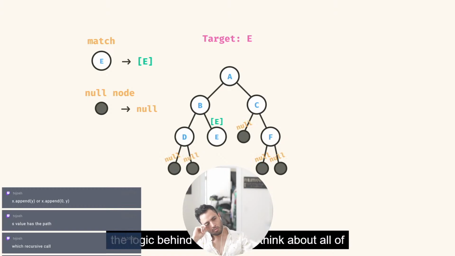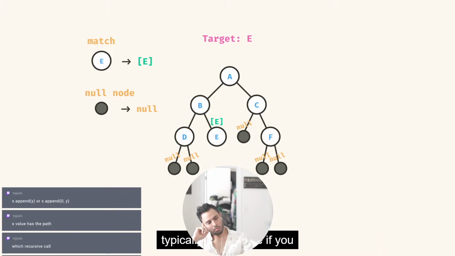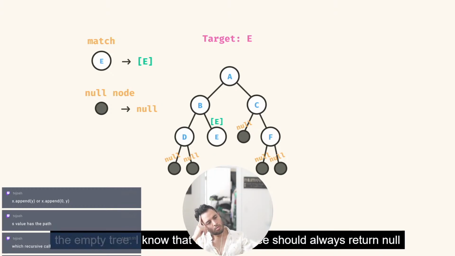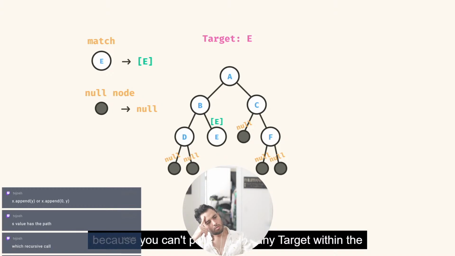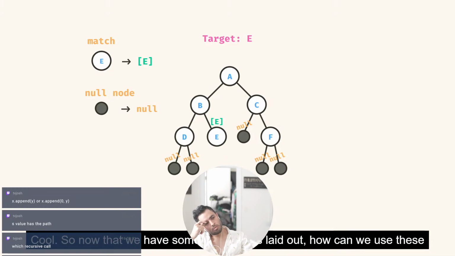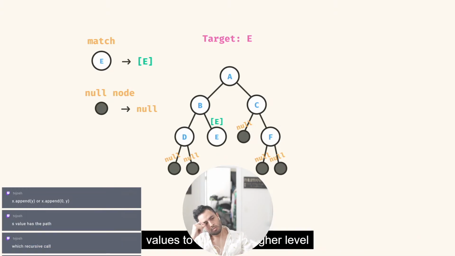And what's the logic behind that? Well, I think about all of my base cases as if they're their own problems, right? So typically a null node, if you interpret it as its own tree, is the empty tree. And I know that the empty tree should always return null because you can't possibly find any target within the empty tree. And that's consistent with the problem. Cool. So now that we have some base cases laid out, how can we use these values to build up higher level solutions?